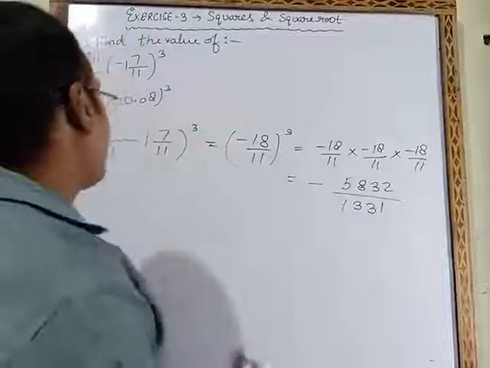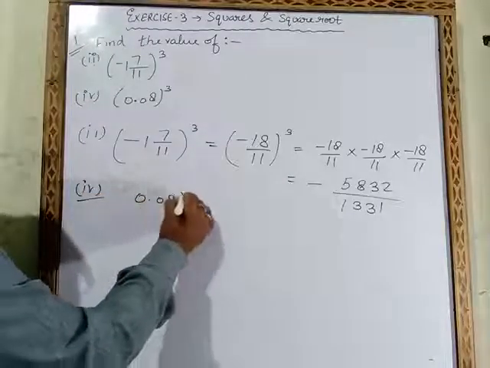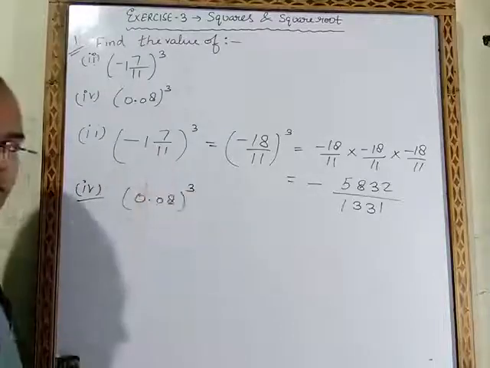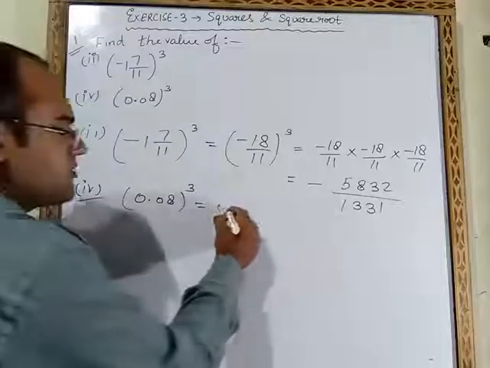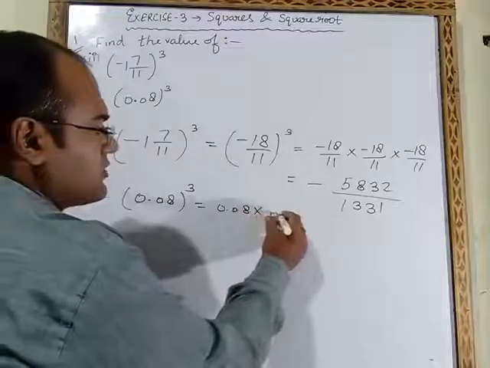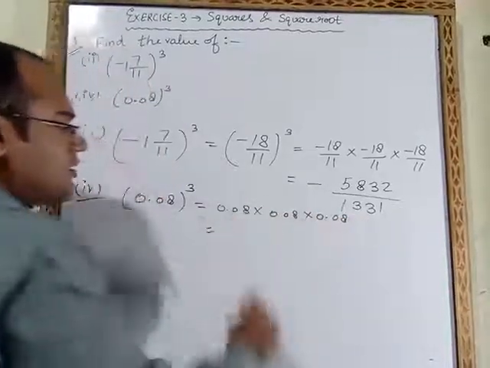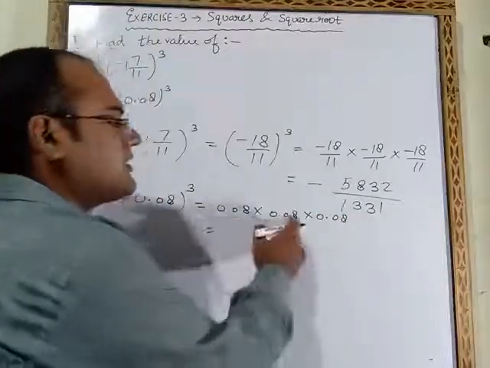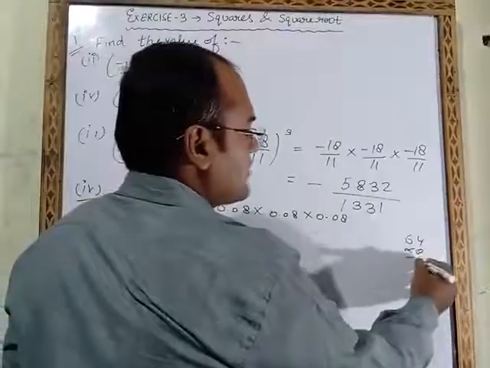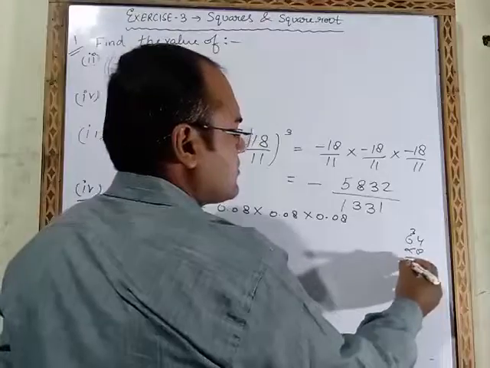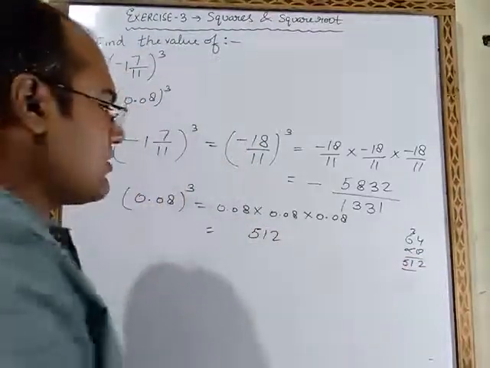Now see one more part, the fourth part. The fourth part is 0.08 whole power 3. Power is 3, so what we have to do? We have to multiply it 3 times. 0.08 into 0.08 into 0.08. Now after that what do you have to do? 8 8s are 64. 64 into 8 will be 512.